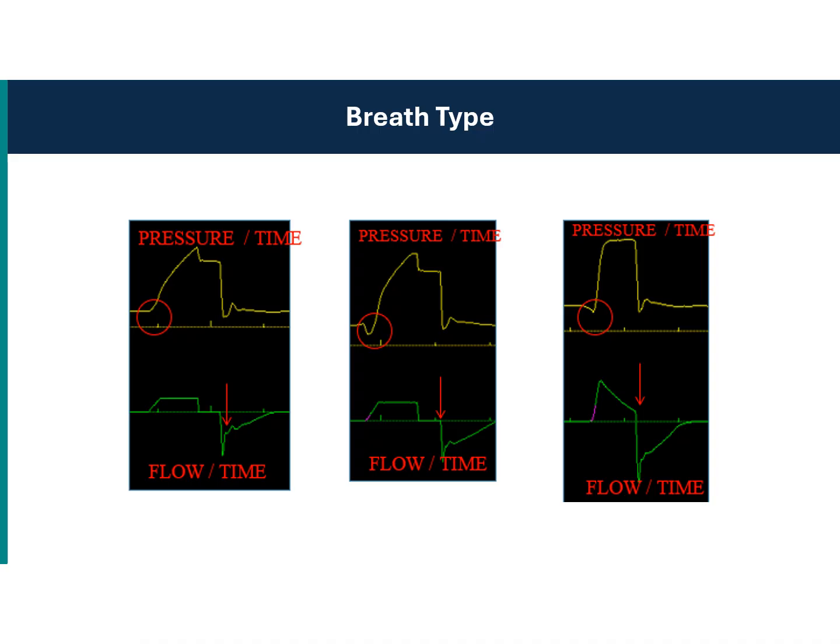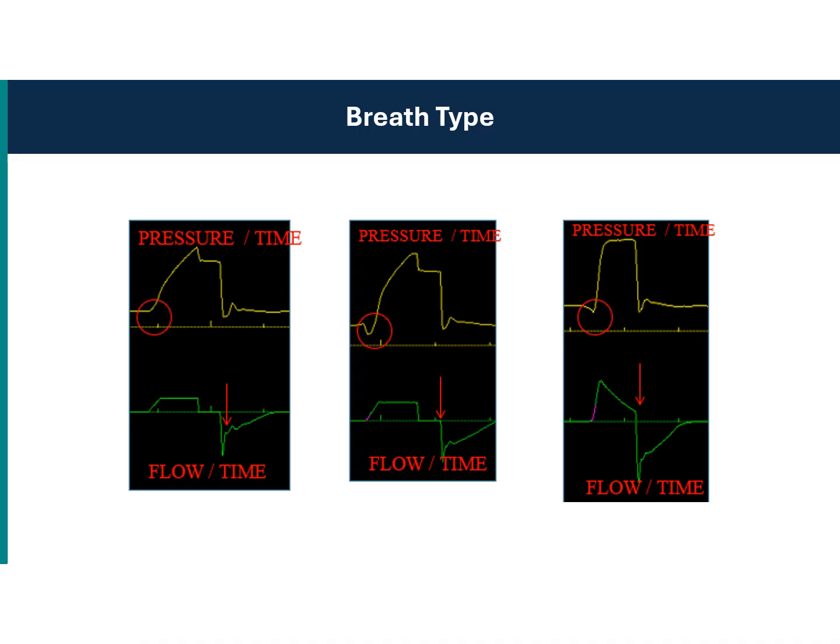So you can see three curves here. Usually we'll have pressure by time, flow by time, and volume by time curves. We are not showing volume by time here. You can see that in this patient there is no inspiratory effort, unlike this patient where there is an inspiratory dip in the pressure. So there the patient is trying to take a breath, and the ventilator has given the breath. So this is the assist control mode.